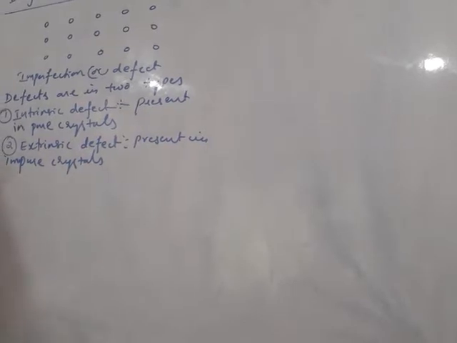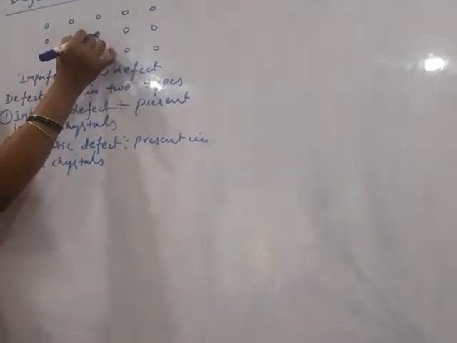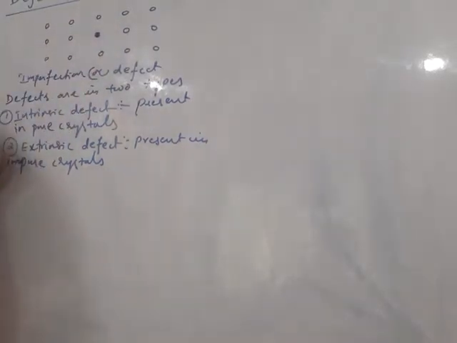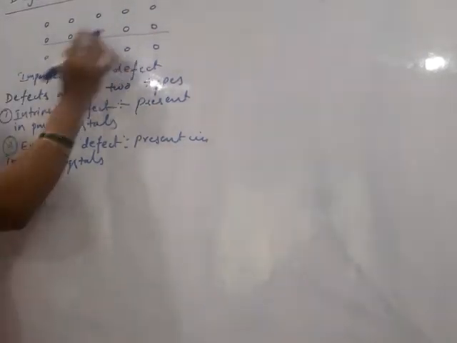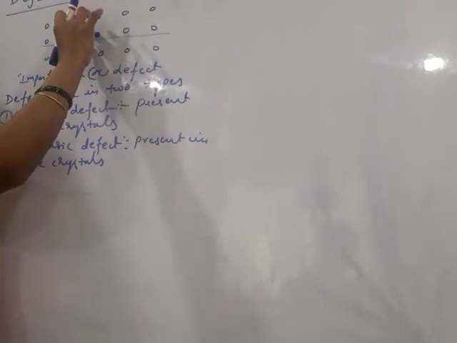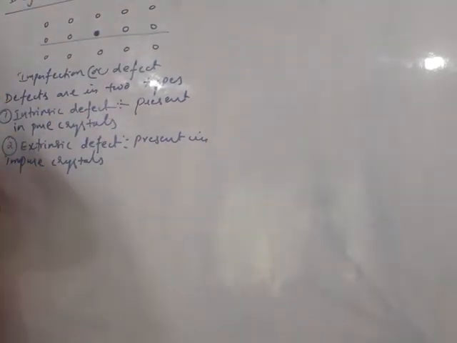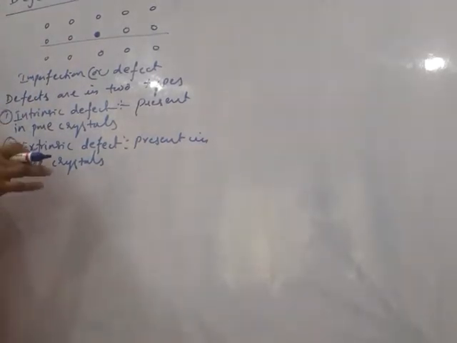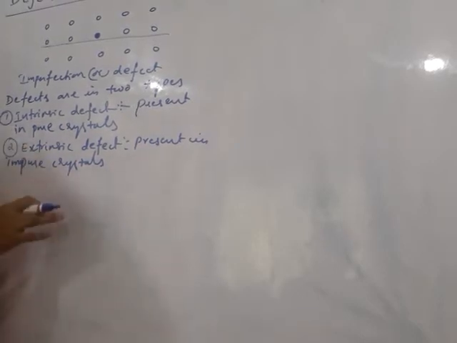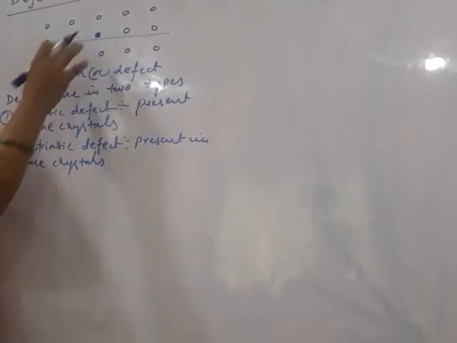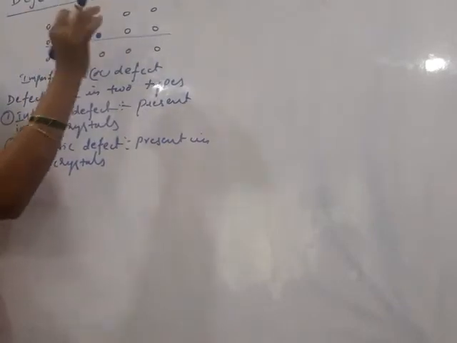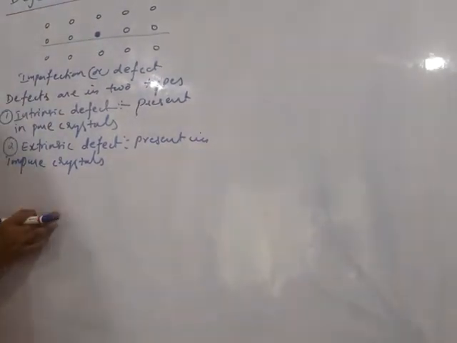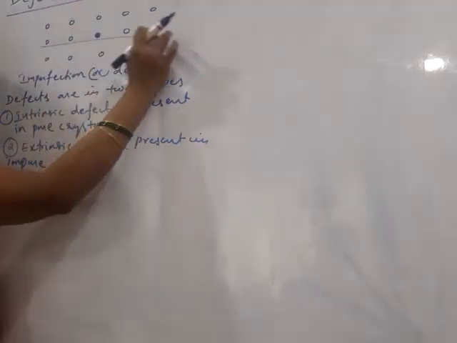So here a defect may arise at the lattice point, around the lattice point, or throughout the row of the lattice points, throughout this line. Basing upon this, defects are again of two types, point defects and line defects, depending upon the nature of the defect. Point defect arises around a particular lattice point, and the line defect arises throughout the row of the lattice points.